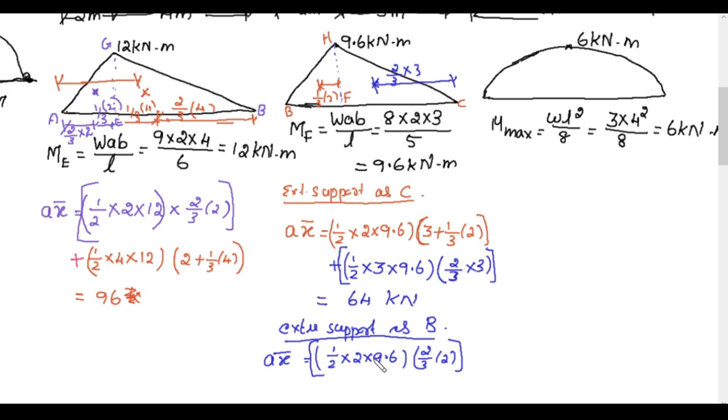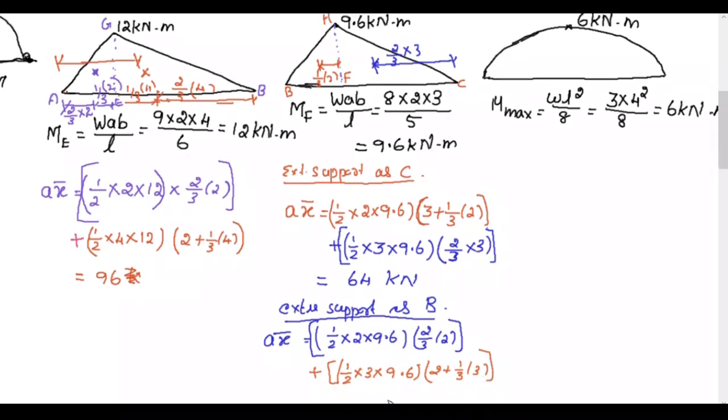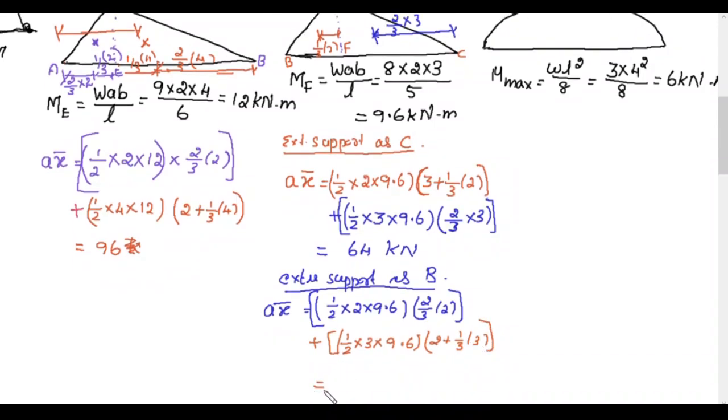Plus the second part, that is half into base 3, height 9.6, multiplied by the distance. Now our extreme support is B. So this is 2 plus 1 by 3 of 3. We simplify, we get this as 56.